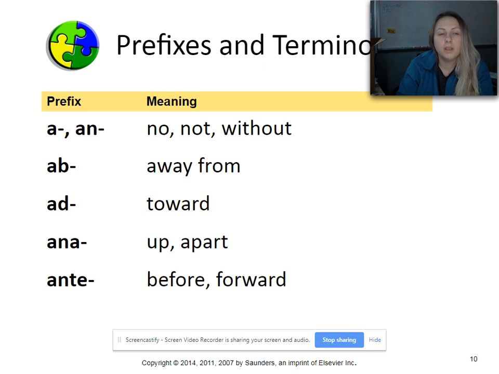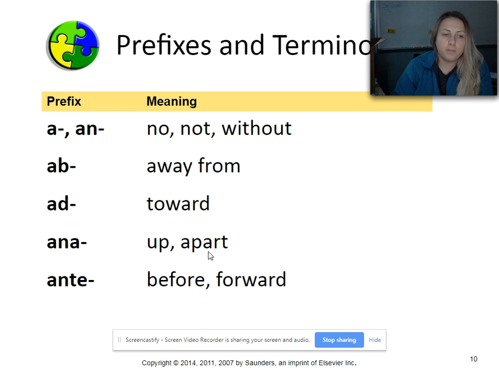Okay, so when we get to the actual prefixes, A negates it, right? Means no, not, or without. It's like putting a negative sign in front of a number. It negates it, makes it the opposite. Ab, away from. You have different types of muscles: abductor muscles and adductor muscles. Ab points away from. Adductors, like if you add to something, it goes in towards the body. Ab with a B is away from.